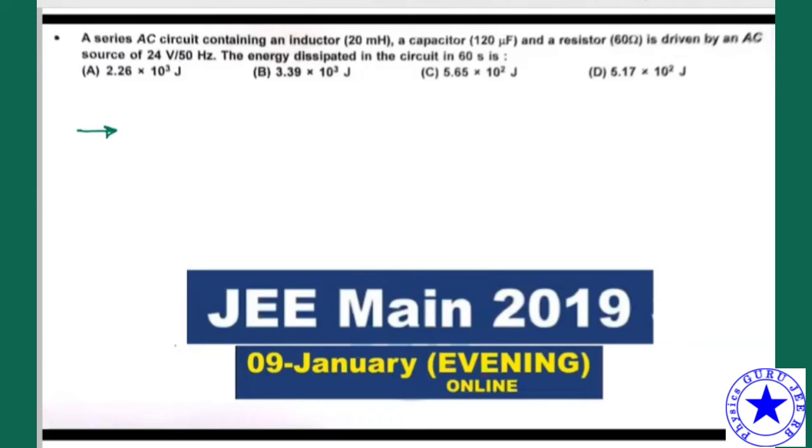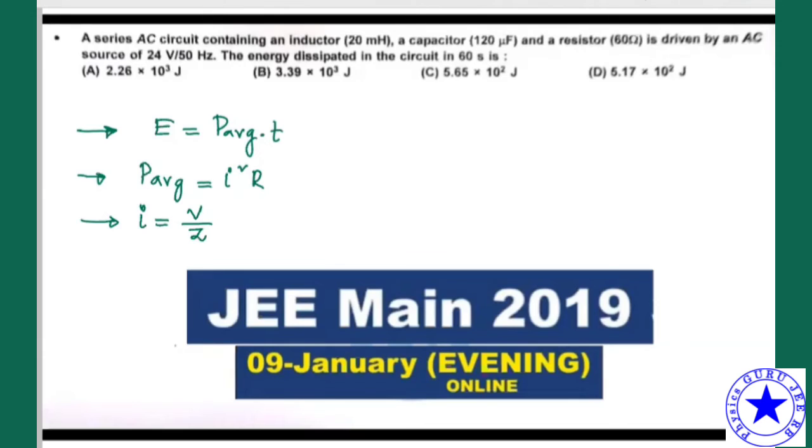I want the energy dissipated. Energy dissipated means E is equal to average power into time. First step: if I want average power, I want I square into R. Next, if I want I square, current for this LCR circuit, with inductor, capacitor, and resistor, can be written as V by Z.